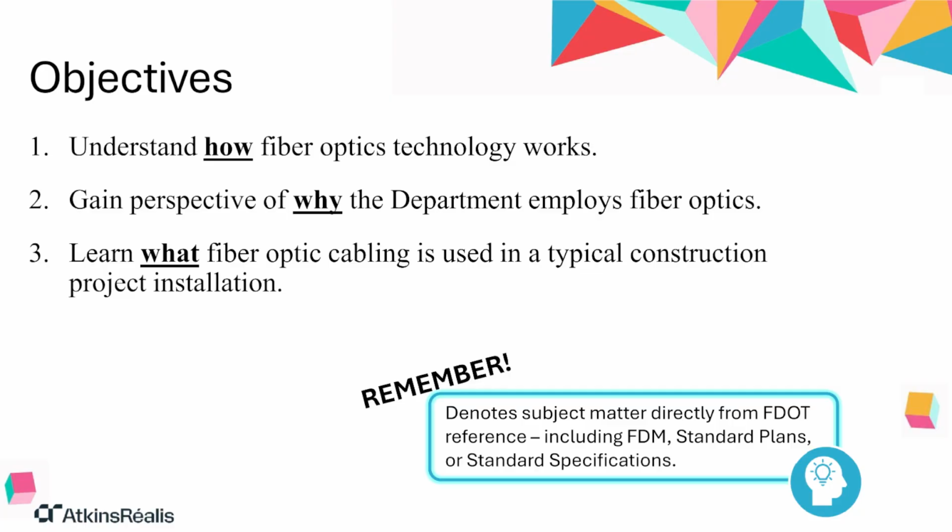So our mission today is kind of threefold. First, we want to really understand how fiber optic technology actually works, the nuts and bolts. Second, we'll get some perspective on why FDOT chooses to use fiber optic communications in their projects. What are the advantages? And finally, we'll dig into what specific types of fiber optic cabling you'd typically see used in a construction project installation. And you'll hear how the stuff we talk about is directly rooted in FDOT's own design manuals and standard specs.